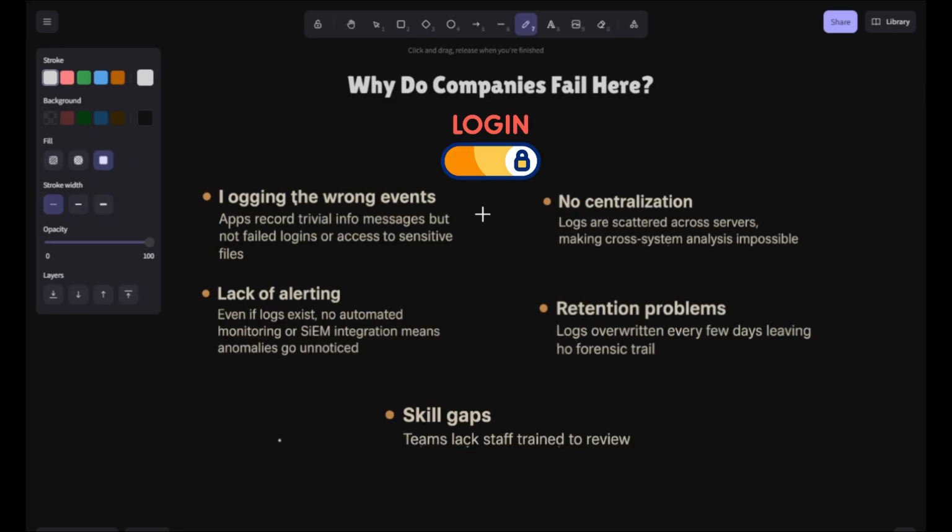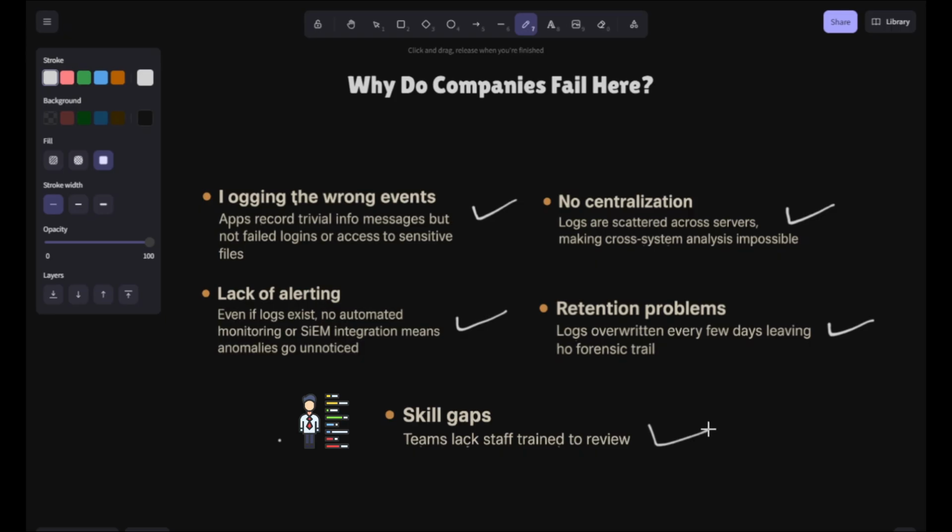If logging is so important, why do organizations fail? Common reasons include: 1. Logging the wrong events. Apps record trivial info messages, but not failed logins or access to sensitive files. 2. No centralization. Logs are scattered across servers, making cross-system analysis impossible. 3. Lack of alerting. Even if logs exist, no automated monitoring or SIEM integration means anomalies go unnoticed. 4. Retention problems. Logs overwritten every few days leave no forensic trail. 5. Skill gaps. Teams lack staff trained to review and interpret logs effectively.